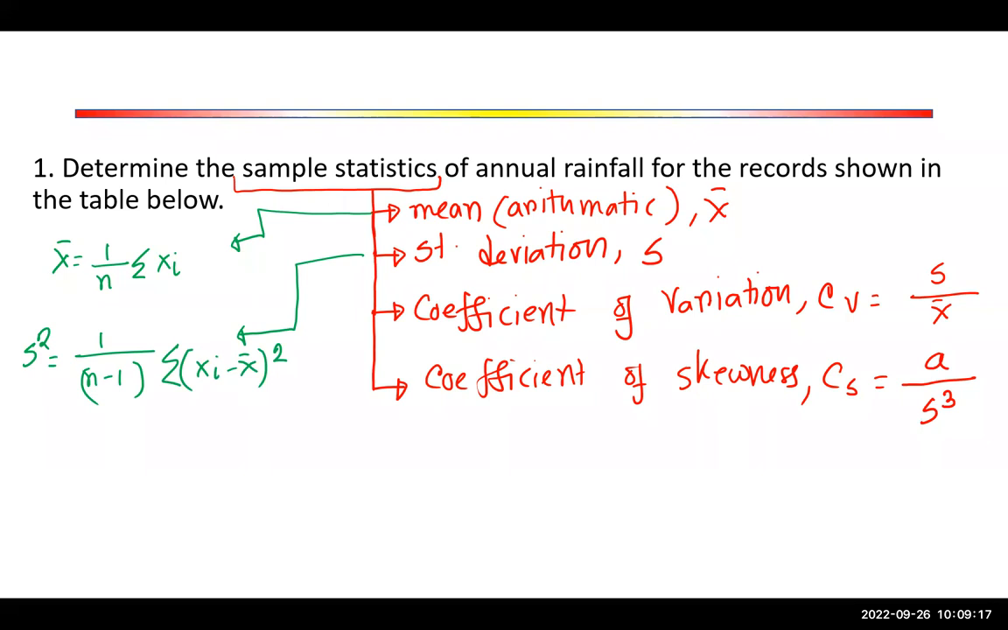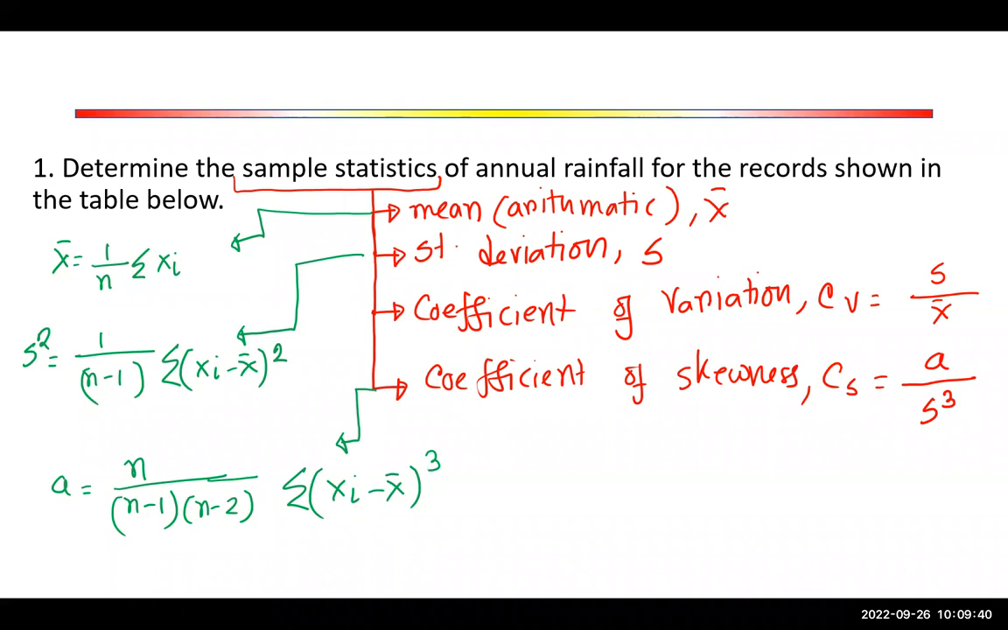Now the coefficient of skewness, this one is again standard deviation, but we need to calculate the A. Now how can we find A? It involves n over n minus 1, n minus 2, right? Now every time we are seeing something, n means what? N is actually what? Number of samples, yes. Or sample size, something like that.